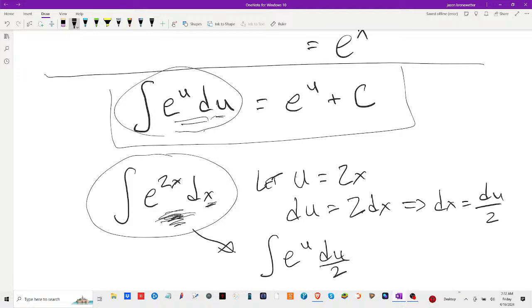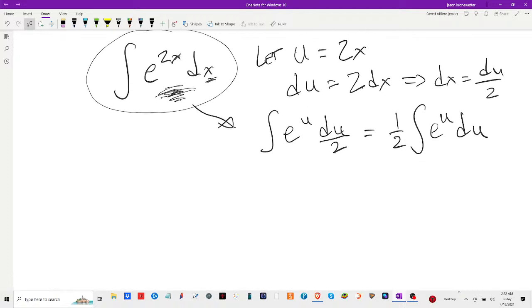That's a little clumsy with the way we've written it, so we take that 1/2 and put it out in front, and then we have the integral of e to the u du. And that integral I know how to do. So this is 1/2 times the integral. This part right here is well known to me, right? That's just e to the u plus a constant, if you like.